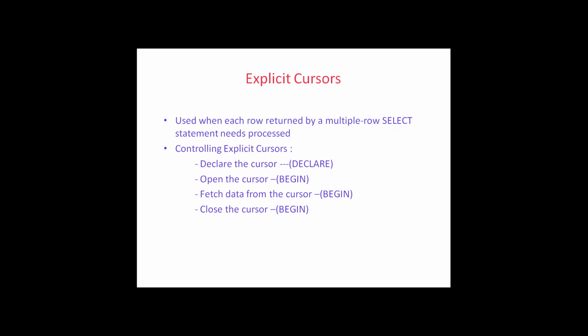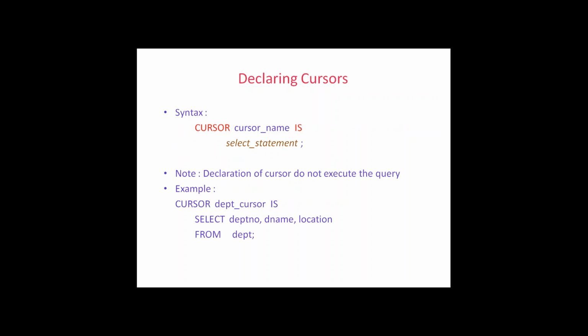These operations are done implicitly for the implicit cursor. That is why it is called implicit. For the explicit cursor, we have to do all these operations explicitly as the developer. That is why it is called explicit. If you see the syntax, in the declare section we mention the cursor keyword followed by a user-defined cursor name, which can be any name, followed by the keyword IS, followed by a valid select statement.